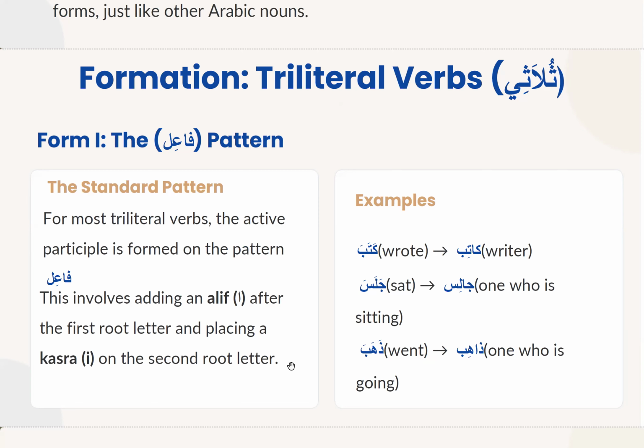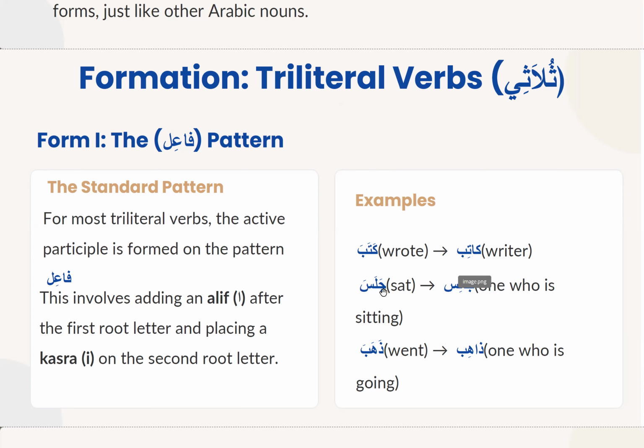So let's say you have 3 examples given here. The root letters are 3 here, because the verbs are 3-letter verbs. You have kaf, ta, and ba. Kataba means wrote. What are the steps to do? Take the first letter ka, after that put an alif. This involves adding an alif after the first root letter. So the first root letter is kaf, add alif to it, ka, and placing a kasra on the second root letter. The second root letter is ta here. Put a kasra on it, ti. So katib. So it comes in the same pattern as fa'il.